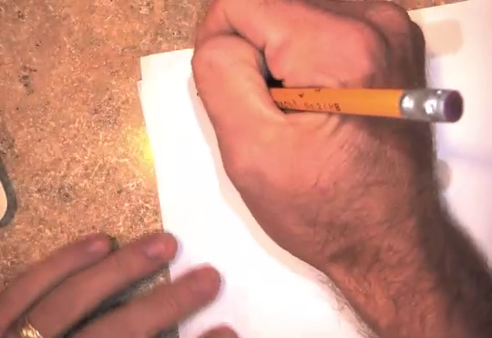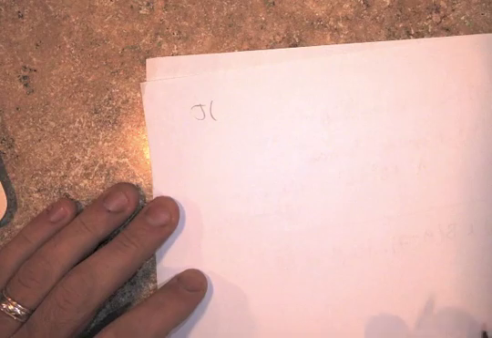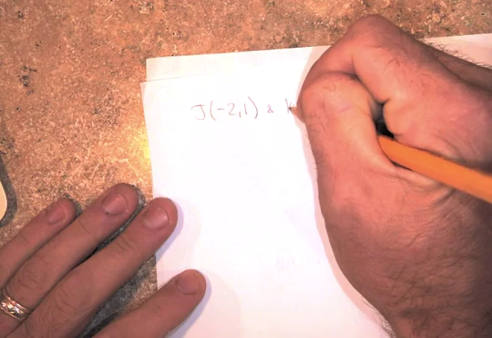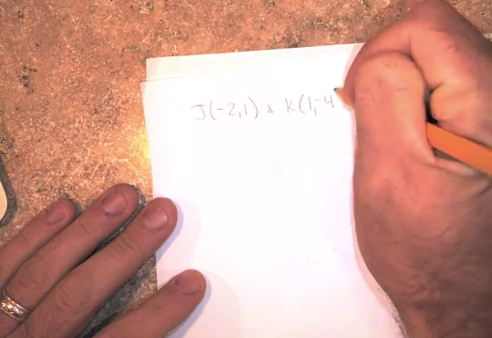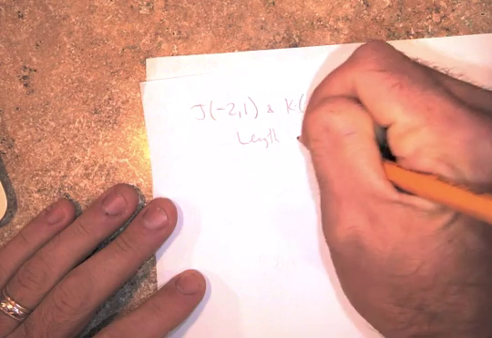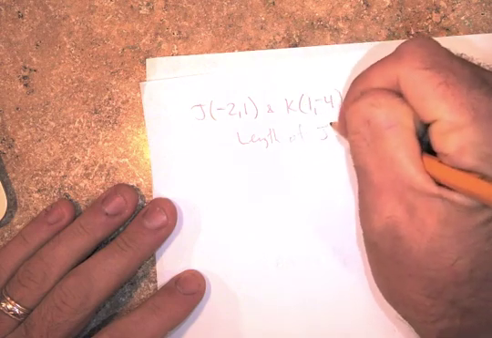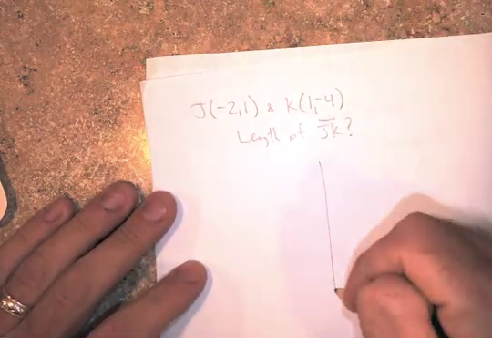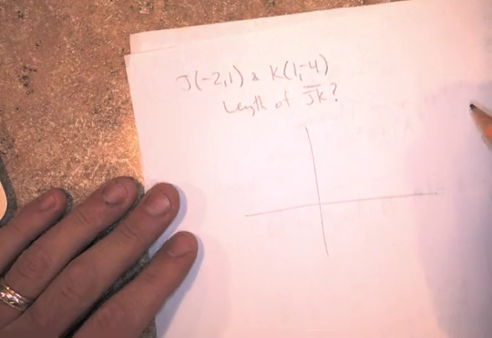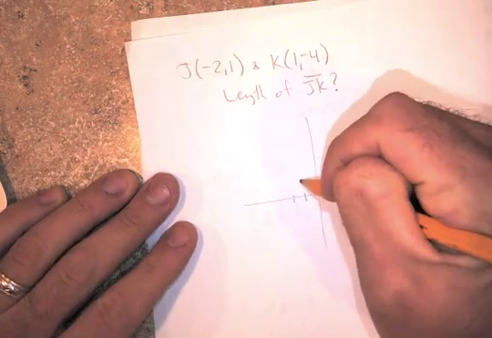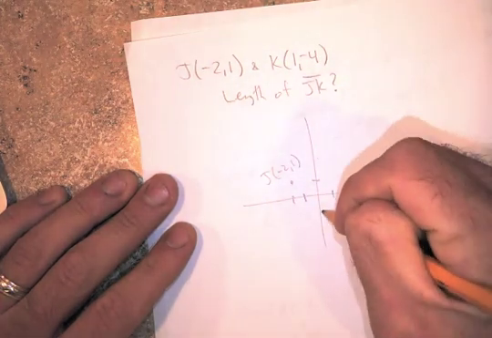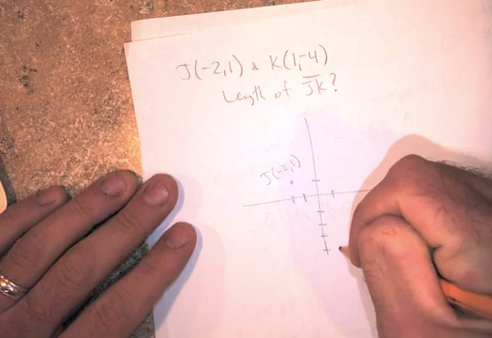All right, let's do another example that doesn't come out to a whole number. So let's say J is at (-2, 1), and K is at (1, -4). Okay, same thing. What's the length of JK? Or it could say the distance from J to K, something like that. You might word it differently, but same idea. Okay, there's J, (-2, 1). K is at (1, -4), here.